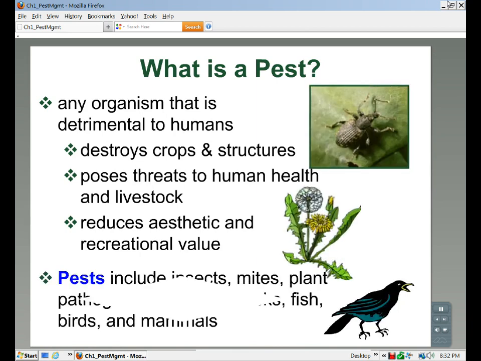Insects are not the only kind of pest. Mites, plant pathogens, weeds, mollusks, fish, birds, and even some mammals can be pests. They can be found in waterways, agriculture, landscapes, roadsides, natural areas, stored food, schools, hospitals, and even swimming pools.